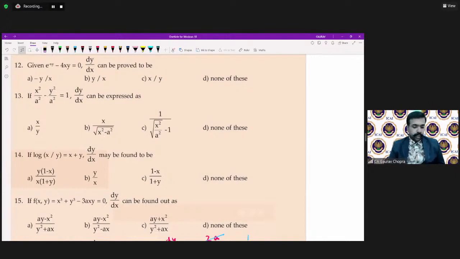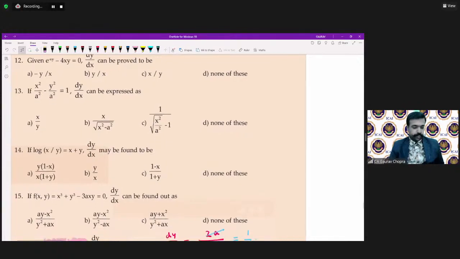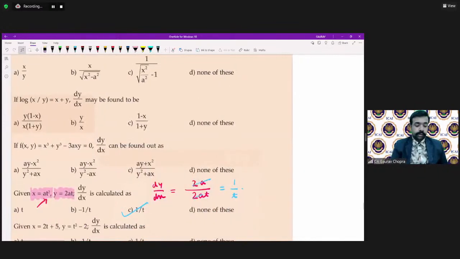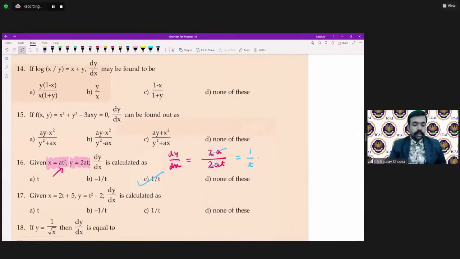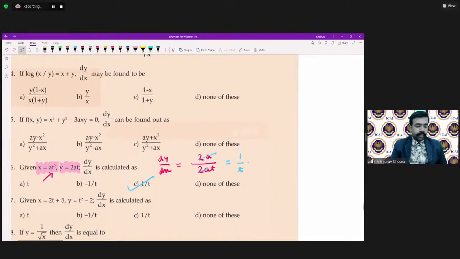Now the next we are taking question number 14. I think I'm taking the part that is different. Yes, 14 can be taken. If log of x upon y is equal to x plus y, then find out dy by dx. So dy by dx we have to find out here.